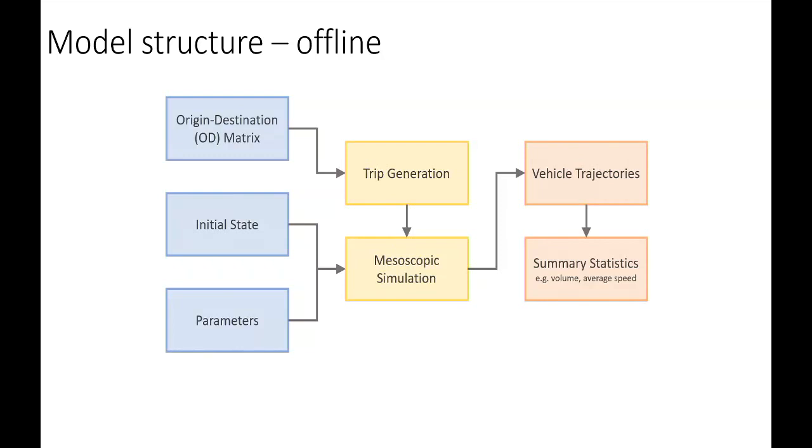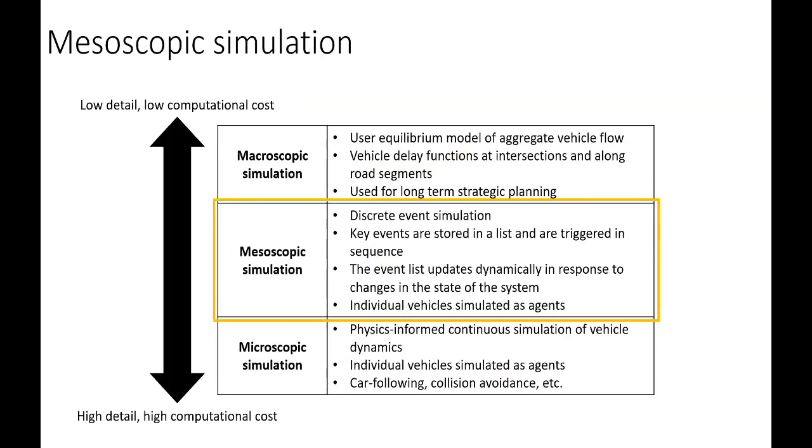And this goes into what we call a mesoscopic simulation. So I'll give you some details on what we mean by a mesoscopic simulation. AIM-Sun, this software that we're working with, can do a range of different simulations of traffic. At the lowest level, you can work in a microscopic simulation, which is essentially what you imagine when you think about simulating the dynamics of traffic.